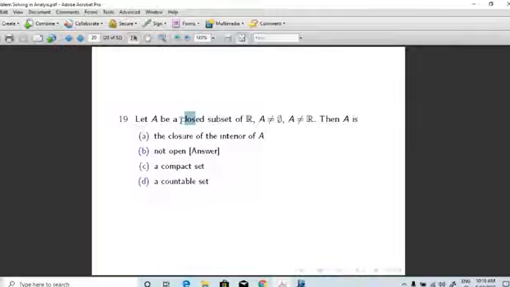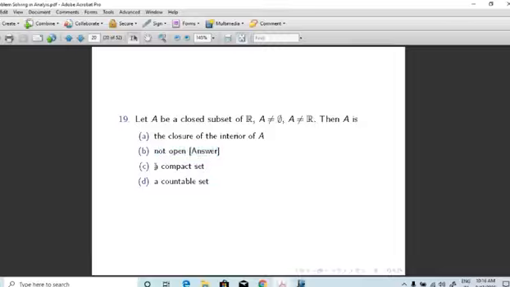So we are already given that A is a closed set, and it cannot be open. If it were open, it should be either the empty set or the whole set, because we know that in R, the only sets that are both open and closed are the empty set and the whole set R. Therefore, A cannot be an open set, since A is already given as a closed set.